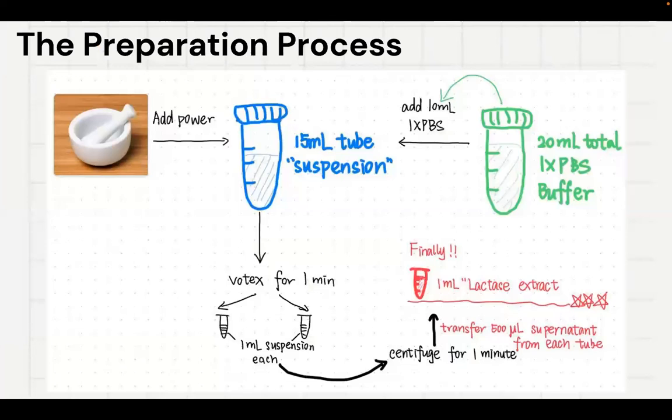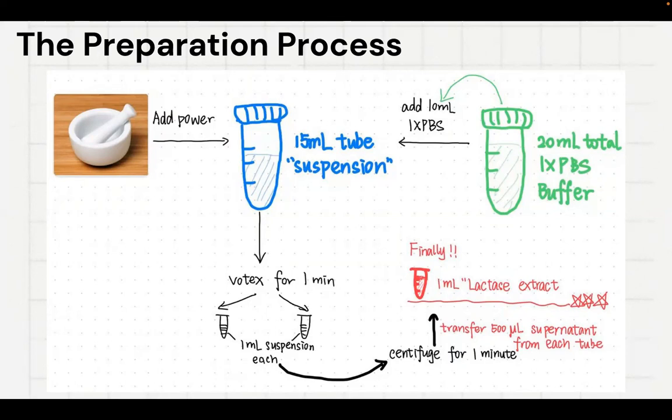During the enzyme preparation phase, we crush 1 lactase tablet containing 200 milligram of enzyme using a mortar and pestle. Then we put the powder onto a folded paper and transfer it to a 15 ml tube as suspension. After it, we add 10 ml PBS buffer to the tube. Then we put them on the vortex for 1 minute to make them mix together.